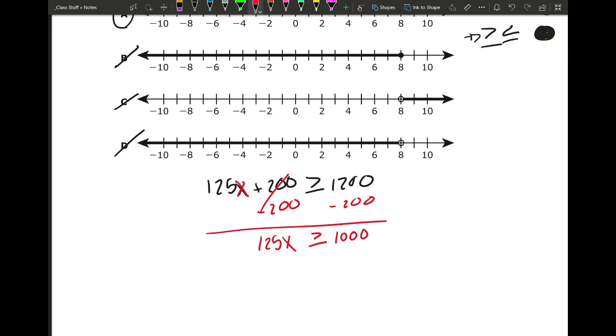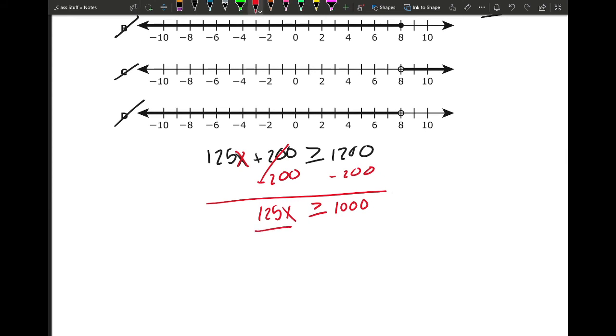I have one more step, and that step is to undo that multiplication. How do we undo a multiplication, you might ask? Well, by dividing. By dividing by what, mister? By whatever number is with the x. What you do to one side, you must do to the other side. This cancels out. It's positive, so I don't flip my sign. My sign stays like that.